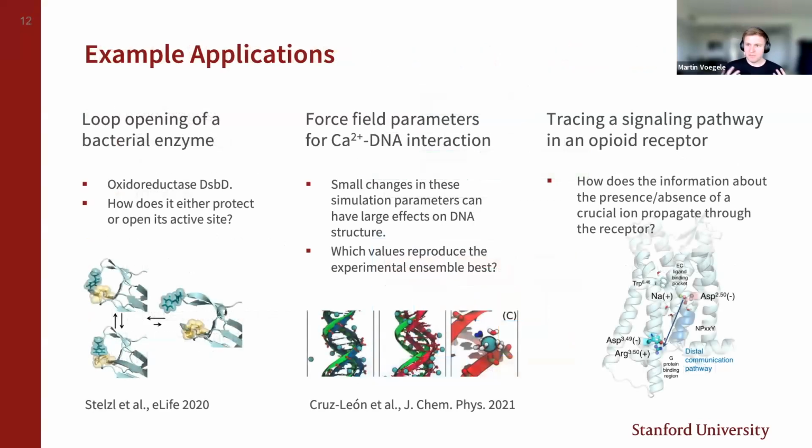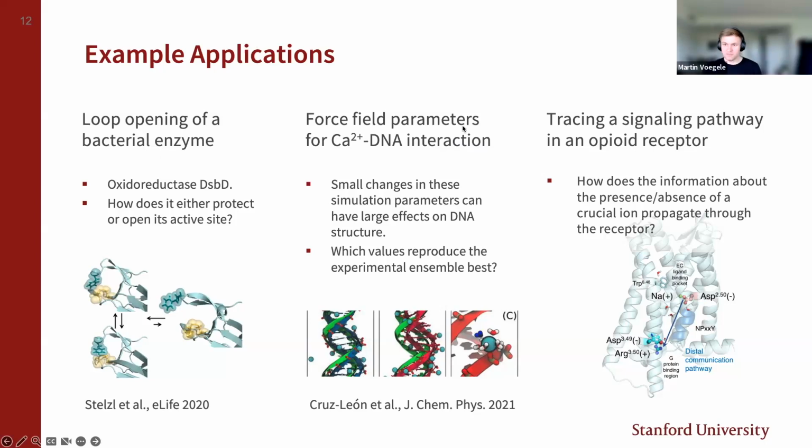Okay, I have 3 example applications. I will shortly introduce them and then come back to them later once I've explained our workflow. So one of them is the loop opening in a bacterial enzyme. Enzymes usually catalyze chemical reactions, but often they only want to do that in a certain environment. In some environments, they just need to pass through, and once they are in the part of the body where they need to exert their function, they want to expose their active site where they catalyze the reaction. And here we have one of those examples.